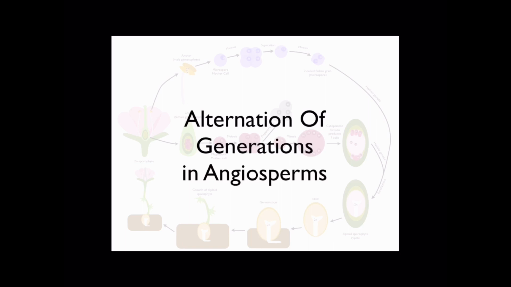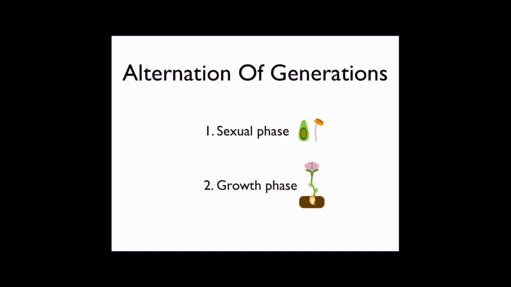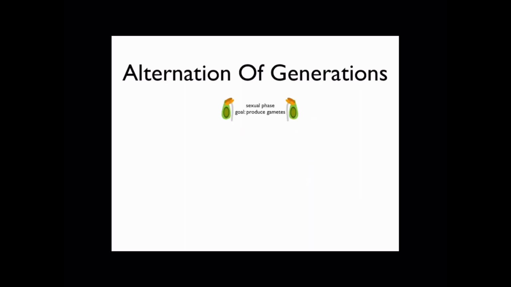Today, we are going to talk about the concept of alternation of generations, with a focus on angiosperms, or flowering plants. This is part 1 of a 5-part series. The alternation of generations is a phrase that describes the life cycle of a plant. The life cycle of a plant is divided into 2 phases, a sexual phase and a growth phase. Because this is a cycle, you can start at any point, but we are going to start with the sexual phase. The goal of the sexual phase is to produce gametes.